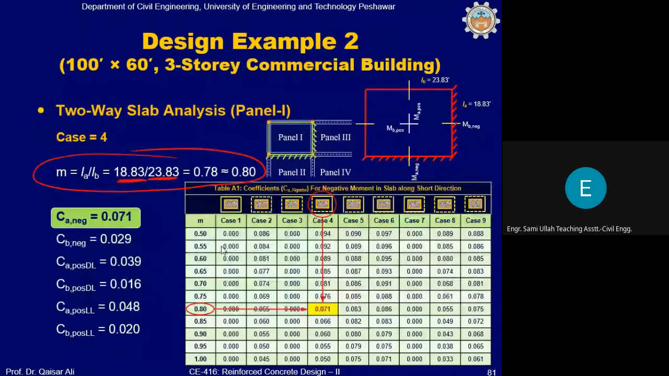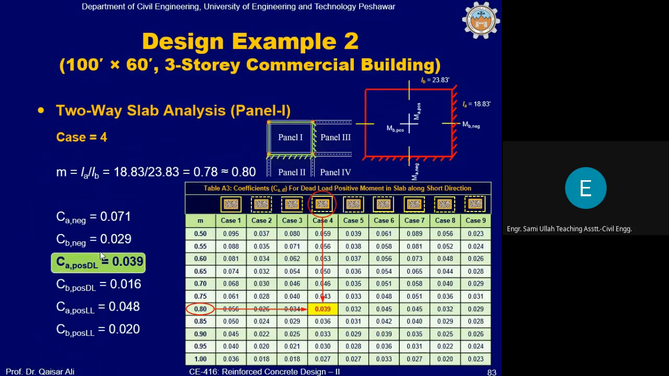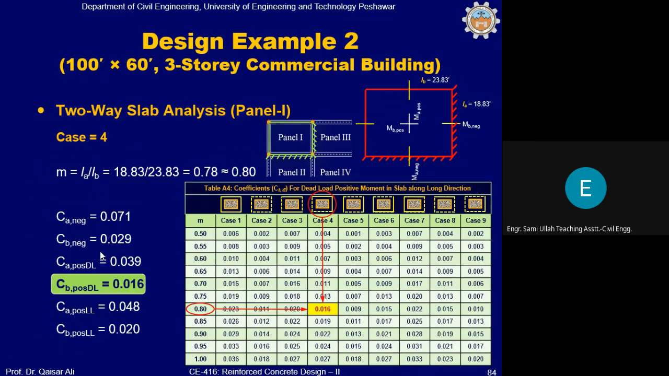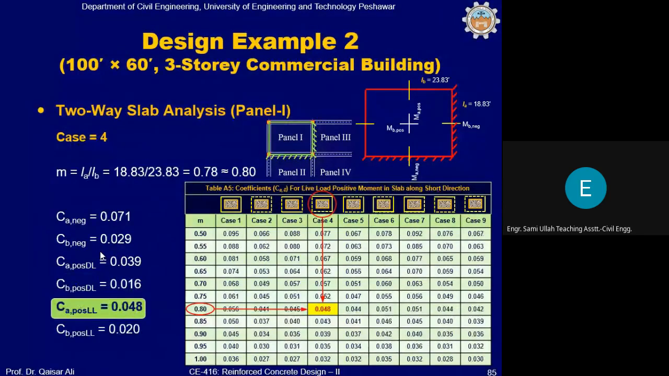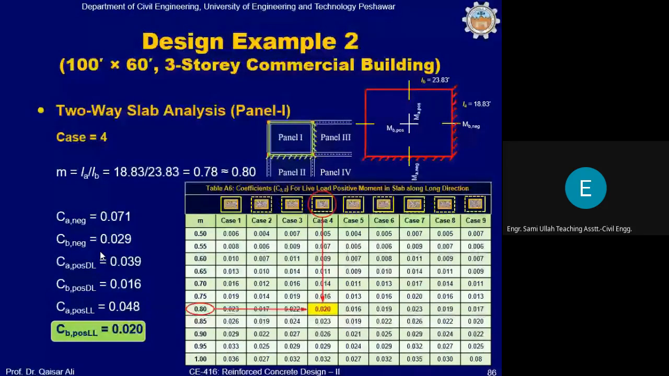First of all, we will calculate m. So m is clear length in the shorter direction divided by clear length in the longer direction. It is 0.78, so almost equal to 0.8. So for panel 1, these are the coefficient values: CA negative, CB negative, CA positive for dead load, CB positive for dead load, CA positive for live load, and CB positive for live load. Okay.